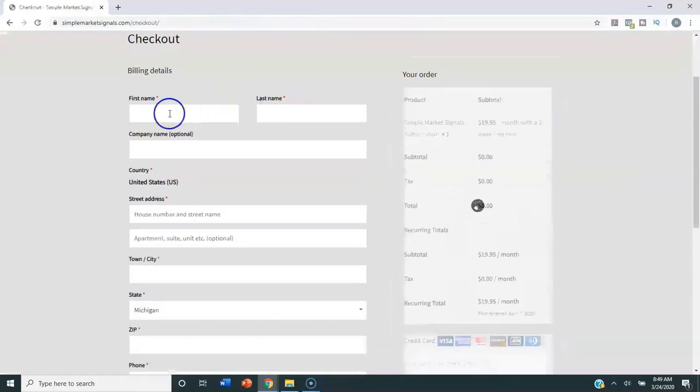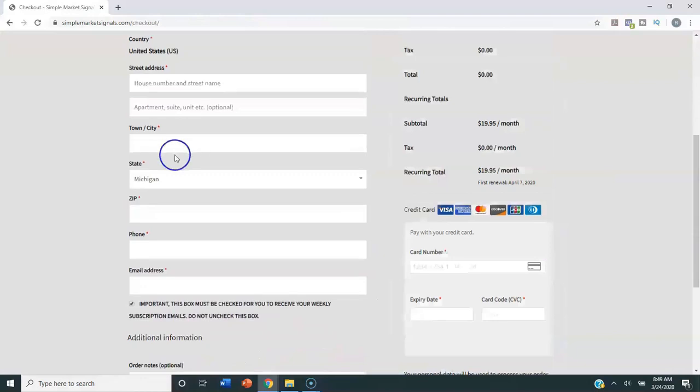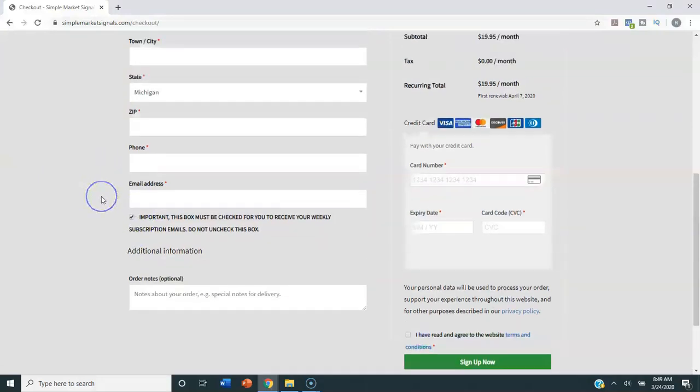Once you're on the checkout page, fill in the necessary information, anything that is required, including the email address. Keep in mind that this is an email newsletter, so we will have to have your best email address on file, and make sure this box is checked, because that's how your email address gets into the system. So if that is unchecked, your email won't get transferred into the Simple Market Signals system, and you won't get your newsletters. So please make sure that box is checked.